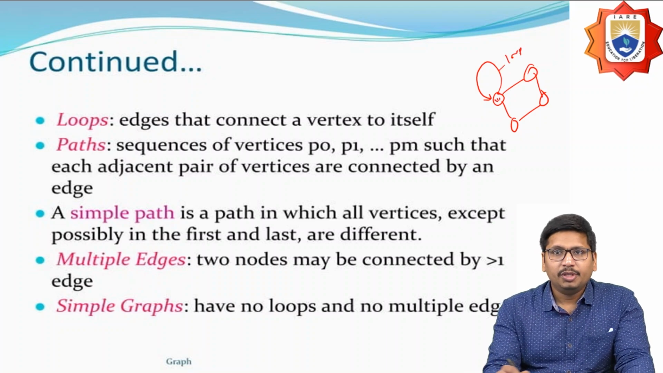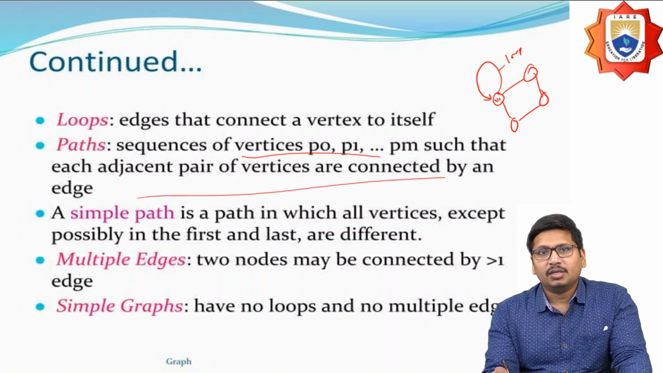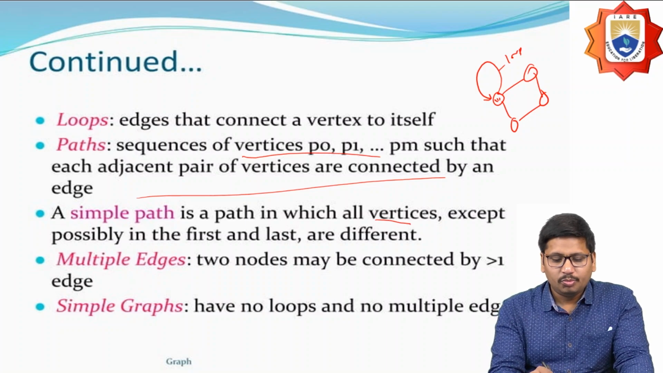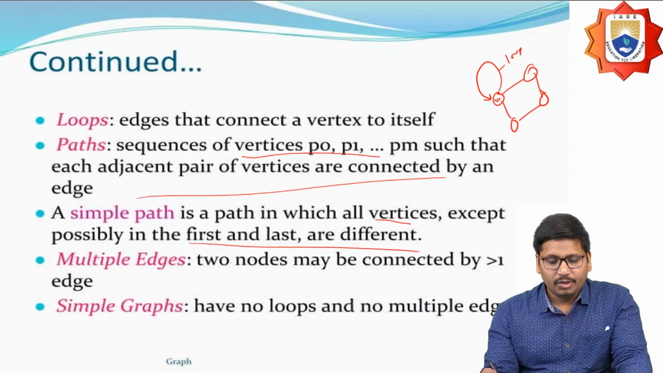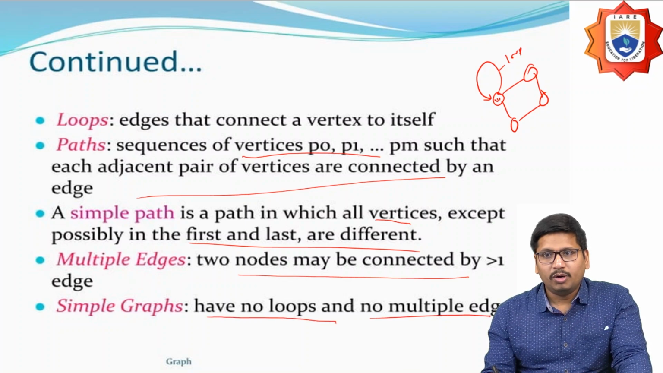And path, what should be the path? A path is nothing but a sequence of vertices such that each adjacent pair of vertices is connected by an edge. And a simple path is a path in which all the vertices, except possibly the first and last, should be different. And multiple edges means two nodes may be connected by more than one edge. And a simple graph has no loops and no multiple edges.